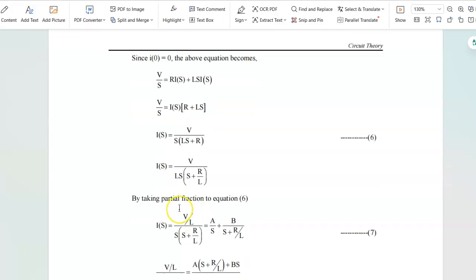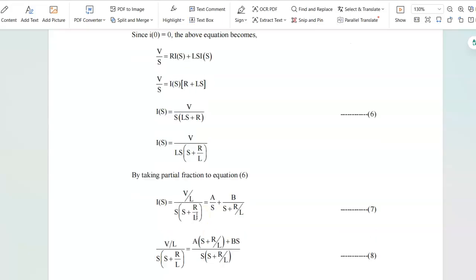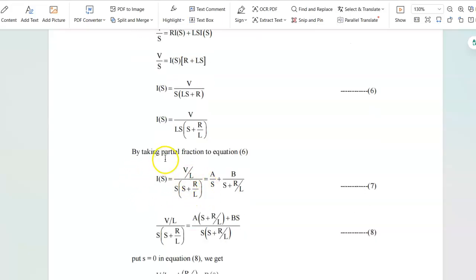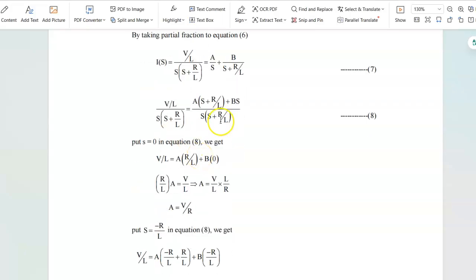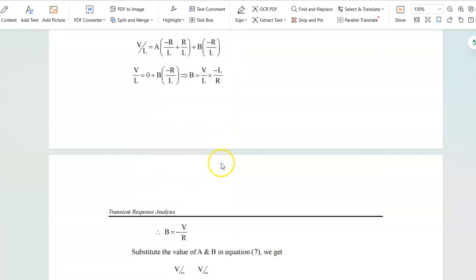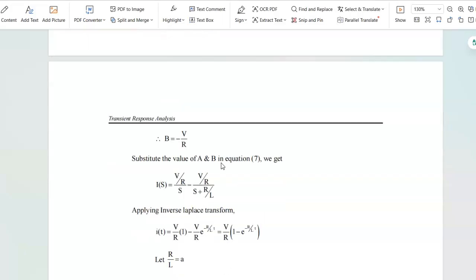So now we can apply partial fractions to take the inverse Laplace transform. This is not in the format for the inverse Laplace transform, so we go with partial fractions. Partial fractions are applied to the above equation, and the A and B values are determined, and the equation of I of S is equal to V by R divided by S minus V by R divided by S plus R by L. So this is in the format for taking the inverse Laplace transform.